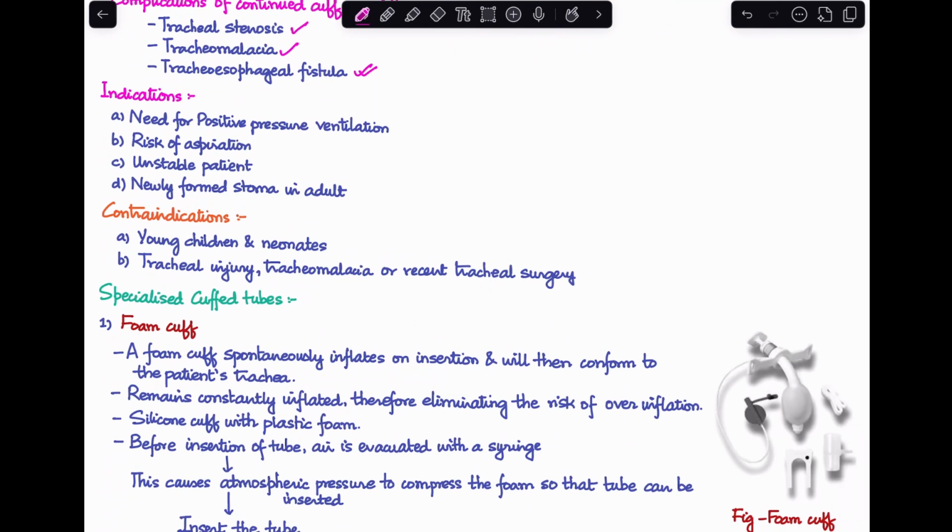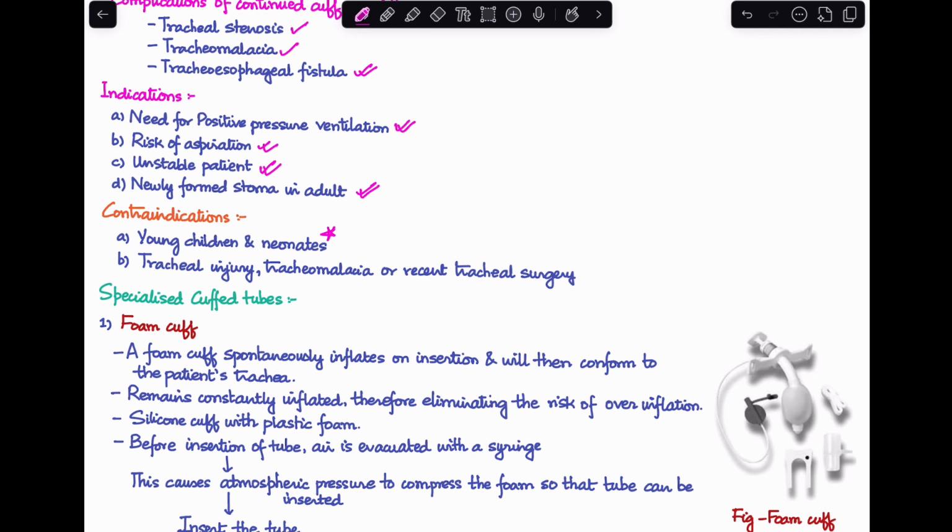So, indications would be when there is a need for positive pressure ventilation, when there's risk of aspiration, when the patient is unstable, and in a newly formed stoma. And contraindications, most important to remember, is young children and neonates because they still have a developing trachea. So you don't want to injure the trachea anyhow.